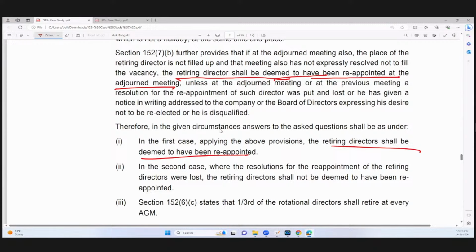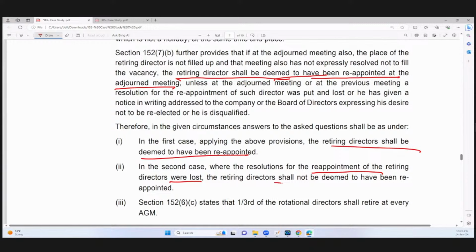Second question, क्या था हमारा? Second question was: what will be your answer in case at the adjourned meeting the resolution for reappointment of these directors was lost? Means that these directors, who are our retiring directors, will not be appointed. So what will be the answer? Then in the second case, where the resolution for the reappointment of the retiring directors was lost, the retiring director shall not be deemed to have been reappointed.